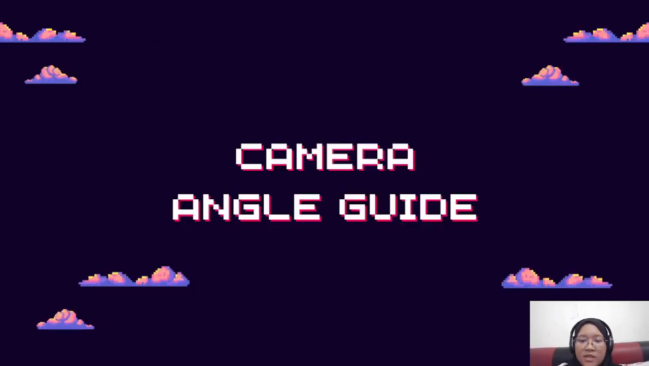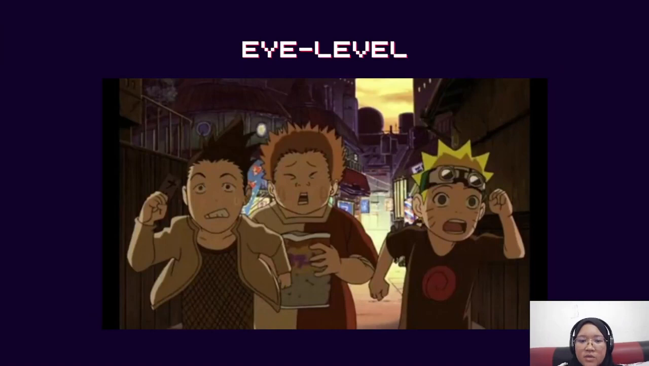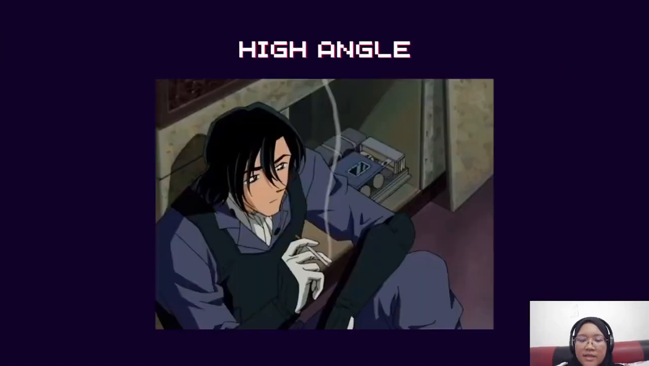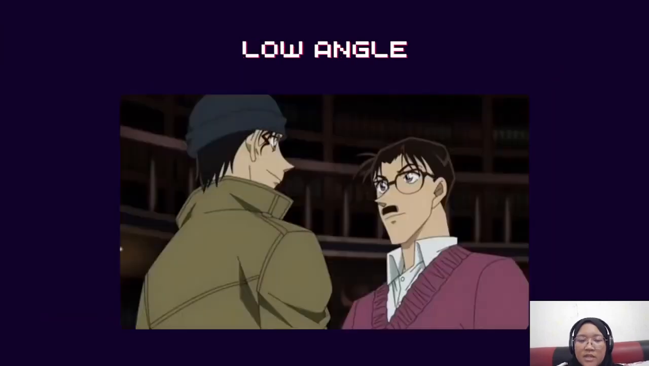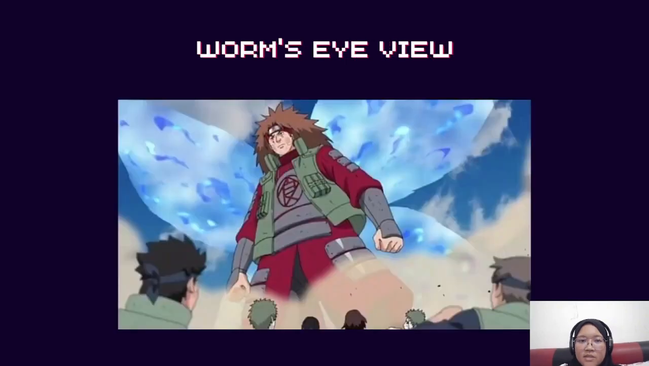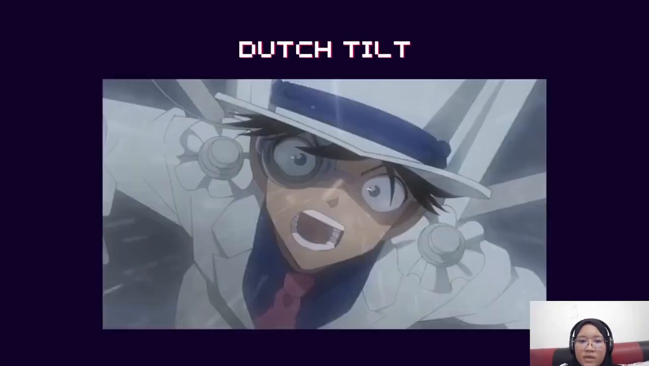Next thing is the camera angle guide. The first thing is eye level, which is the normal angle. Second one is high angle, which is taken from the upper side of the character. Next is low angle, in which the camera is tilted to look up at the character. Next is worm's eye view, and then bird's eye view, and then Dutch tilt, which gives a surprise element inside the camera shot.